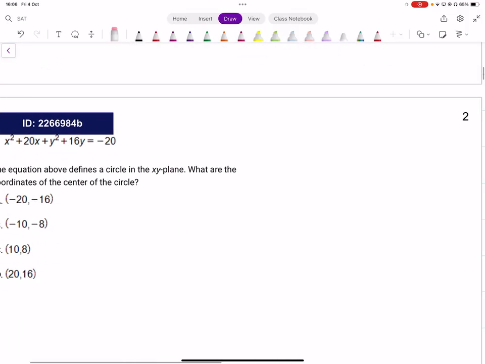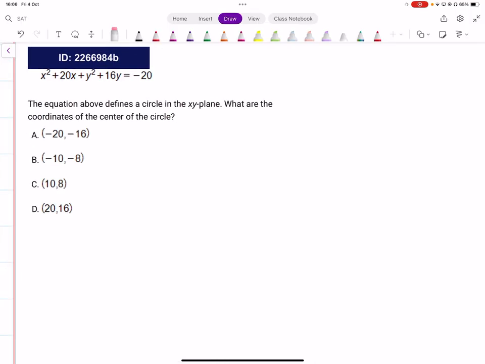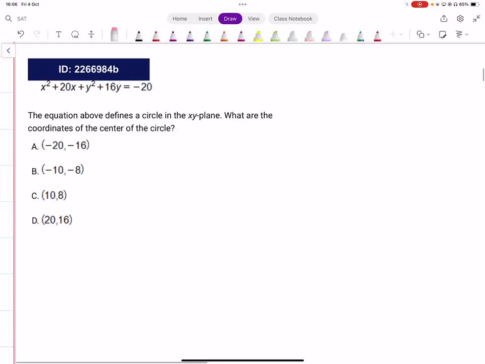Okay, the next one is question number 2 from this. The equation above defines a circle in the xy plane. What are the coordinates of the center of the circle? Now, the standard way of finding the center of the circle is completing the square and then comparing with that form, right? But if you're only looking for the center, you can directly do this.